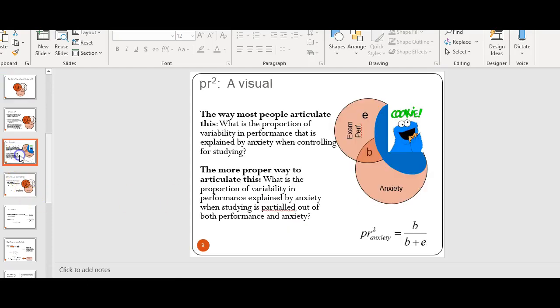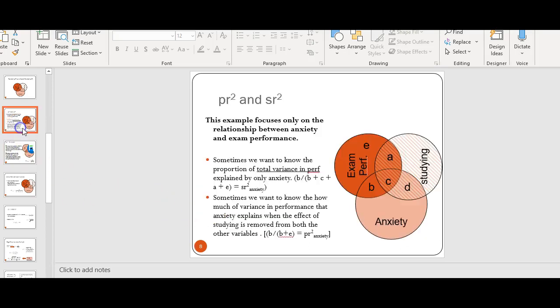So let's go into the partial squared and semi-partial squared. Again, these are effect sizes associated with each predictor. For the semi-partial squared, let's go over that first because I think it's a little bit easier. And it's this proportion, by the way, memorize this conceptual part: the proportion of total variability in performance, whatever the outcome is, that is explained uniquely by anxiety or only by anxiety.